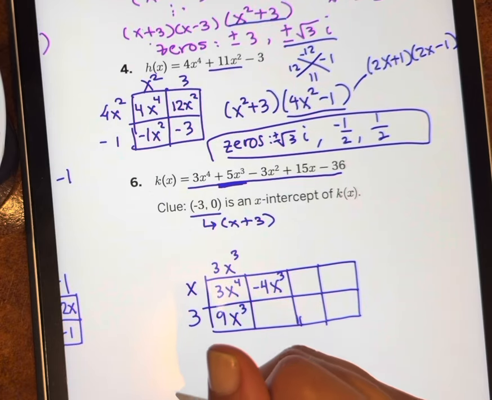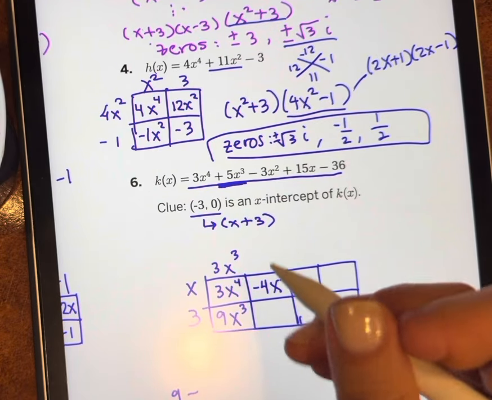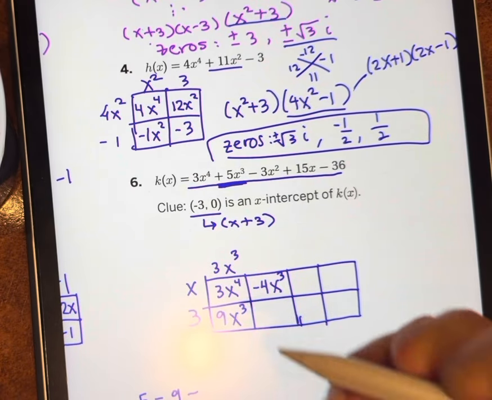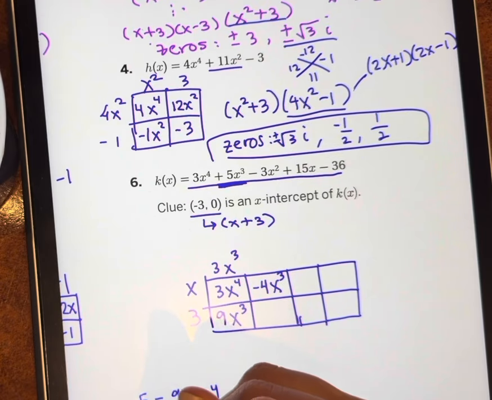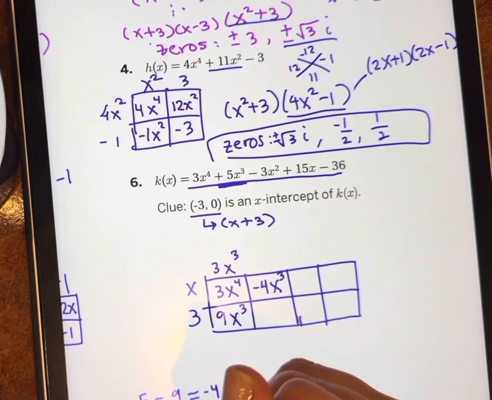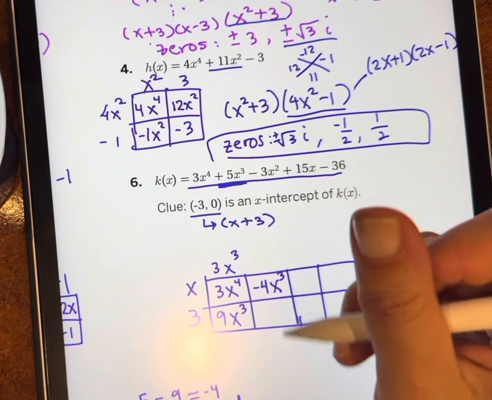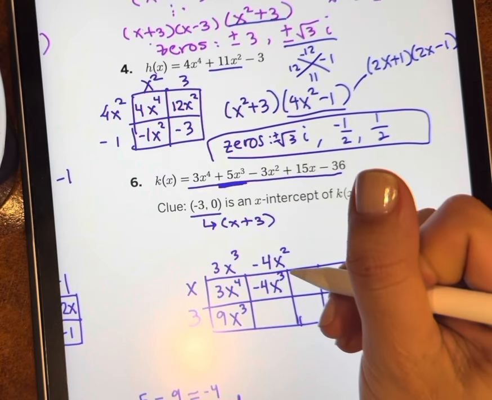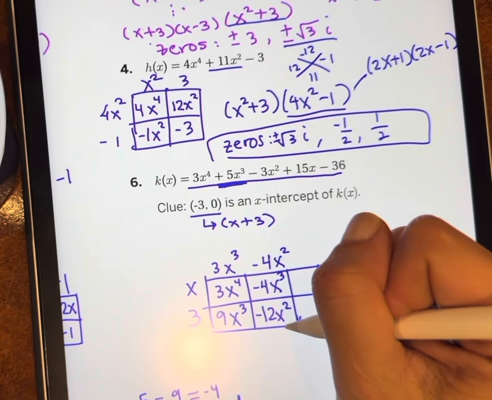Remember, take what you have, subtract what you want. No, wait, that's wrong. Take what you want, which is 5, subtract what you have, which is 9, and get what you need, which is a negative 4. So want minus what you have will give you what you need. Okay. In the box, what you need in the box. Negative 4x cubed with the x out there makes this a negative 4x squared. And then this times this is a negative 12x squared.